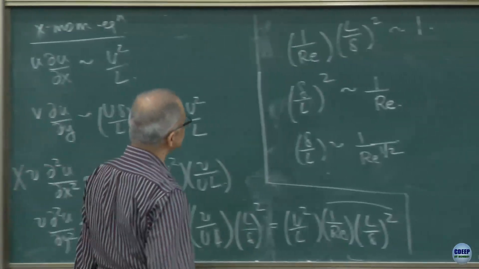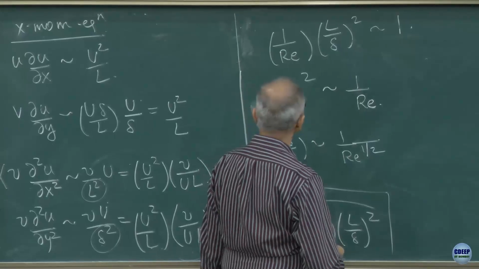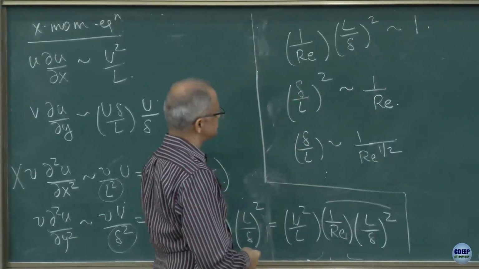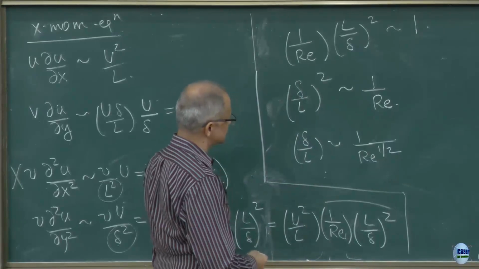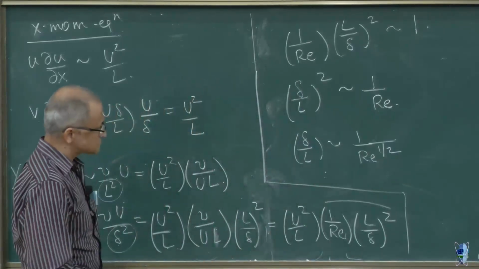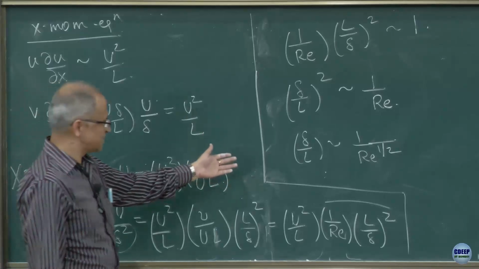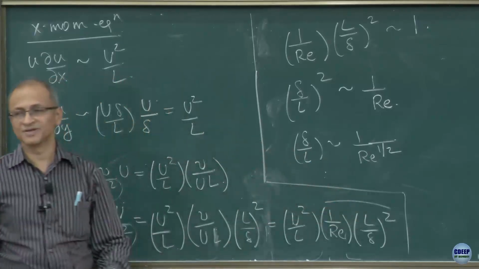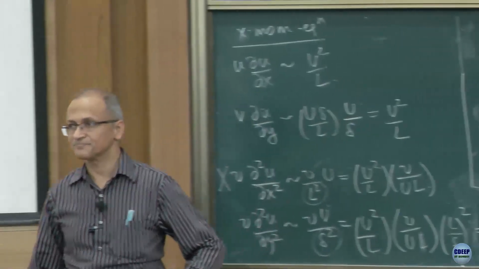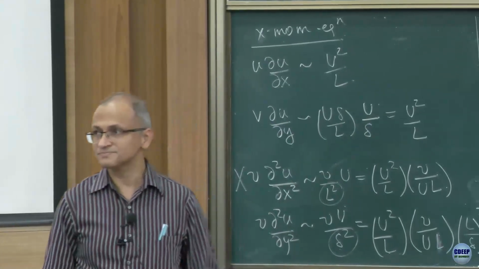Have you made a mistake in this? Yeah, this is correct, right? So we are already sort of saying that this is how the boundary layer thickness is supposed to vary. Okay, is this clear now?